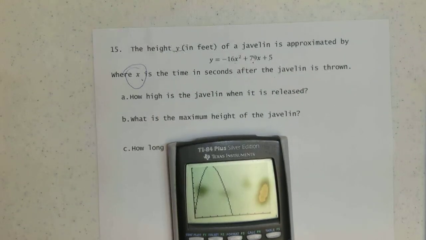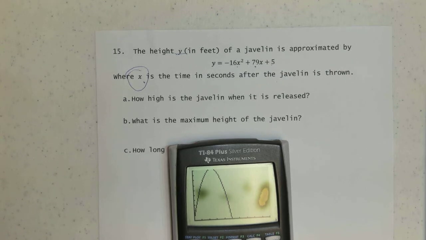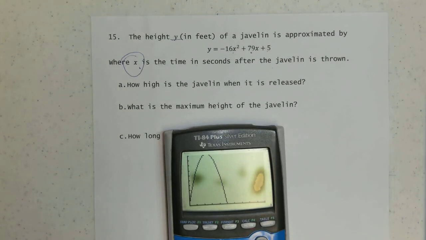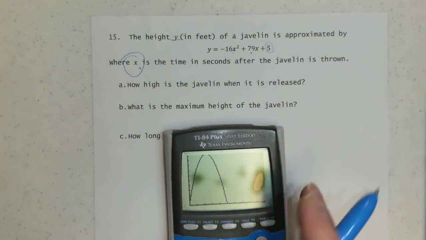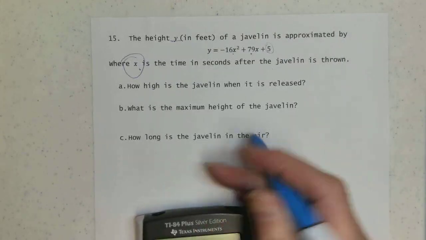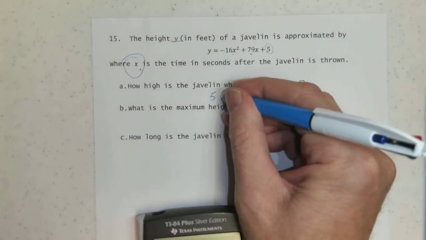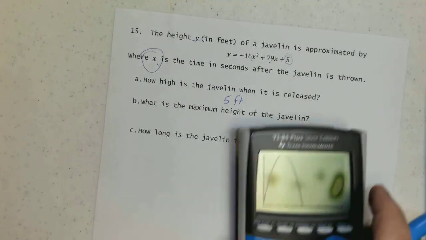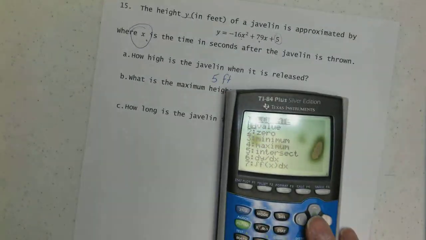How high is the javelin when it is released? Alright, I think it's 5 feet. Because when it's released, that's when x is 0. Okay, and we could calculate that. What's the value when x equals 0? Value 0. Enter. y equals 5.